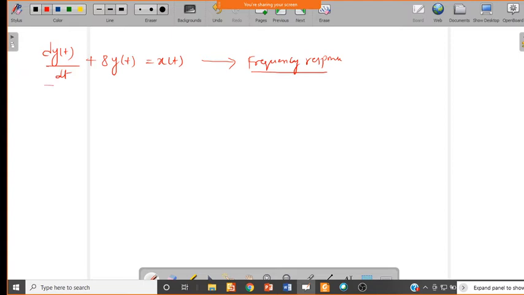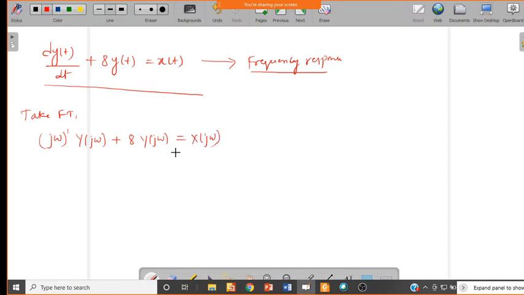Now for this differential equation, we need to find the frequency response. Since it is a continuous time signal, take the Fourier transform for both the sides, input and output. Since the k value is 1 here, we have (j omega) power 1 into Y of j omega, plus 8 into Y of j omega, which is nothing but X of j omega.